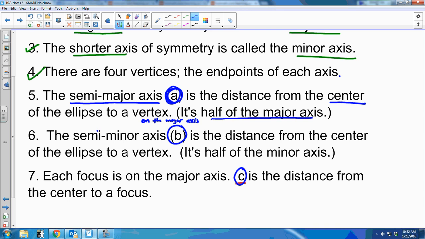We just don't use the word radius because that would mean that it's the same all the way around. Right? But it's like the half of that axis. Similarly, the semi-minor axis, which is B, is the distance from the center of the ellipse to a vertex on the minor axis. So it's half of the minor axis.